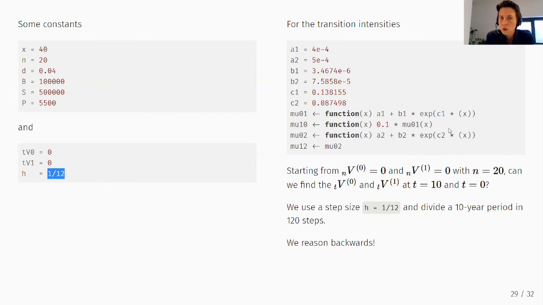And I now want to know, how can I get to policy values at different time points t? Namely, t is 10 and t is 0 are requested in the book. Once again, I'm going to work with my step size. I'm going to divide a 10-year period into 120 steps, so that means a 20-year period into 240 steps. And I'm going to do this backwards reasoning.